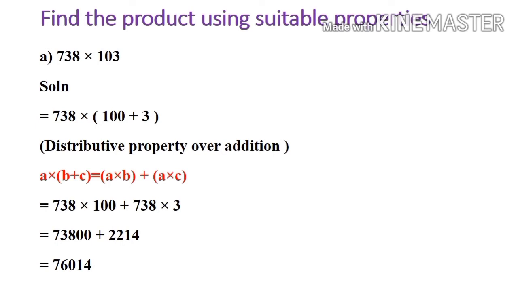So first you have to write the property. A into B plus C equal to A into B plus A into C. So this is the distributive property. Now we are going to apply this property in this problem. So what is the first question? 738 into 103. So now we are going to split 103 as 100 plus 3. So what is the first step we are going to do? We are going to split this 103 into 100 plus 3.